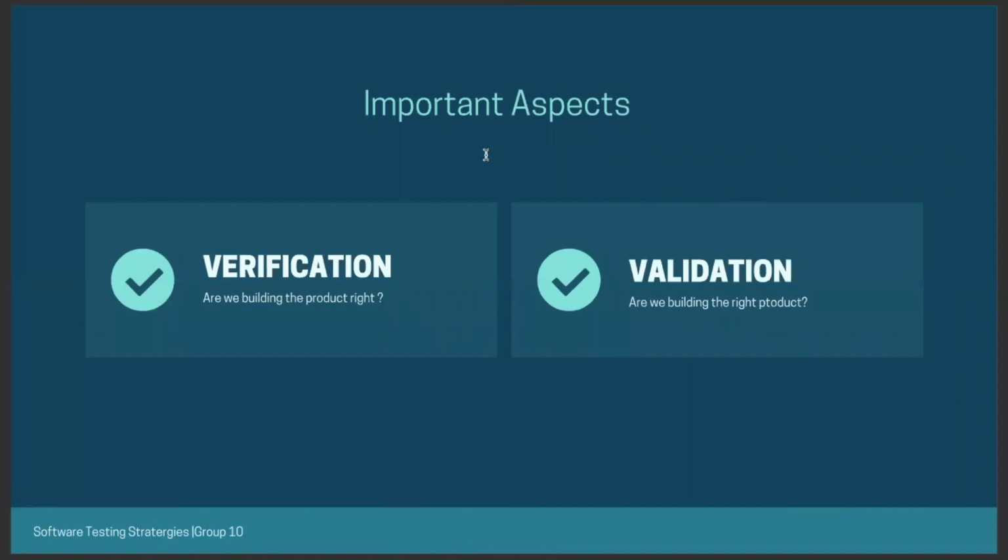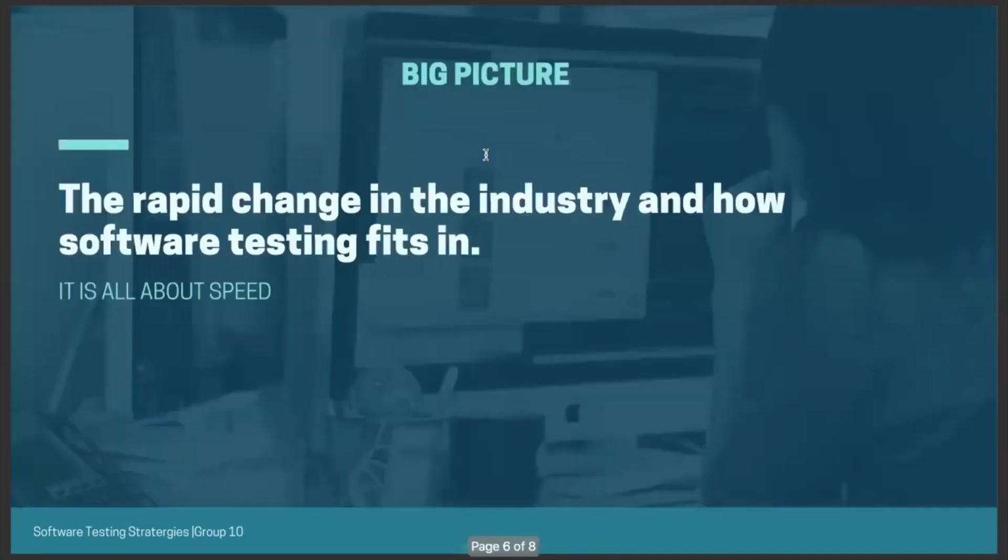Verification and validation. Verification is about questioning ourselves as if we are building the product right. Are we ensuring that the functions are right? Validation is to ensure that we are building the right product, because if we don't build what the customers want, then there's no point in building that software. And that is where validation comes into play.